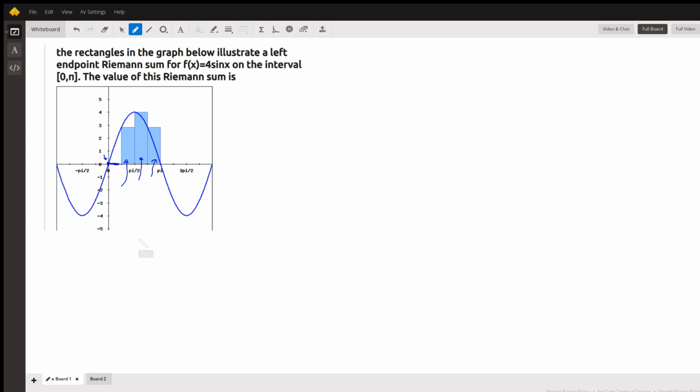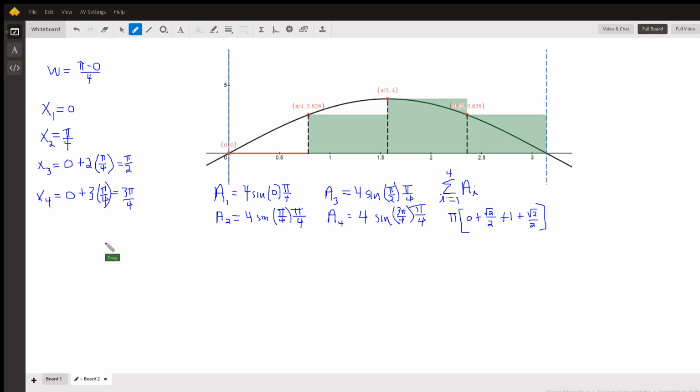So there are 4 subintervals because there's 3 visible rectangles plus this one here that you can't see because the area is 0. So to find out the width of each rectangle, we take the right-hand endpoint, which is pi, subtract the left-hand endpoint, which is 0, and divide by the number of subintervals, 4. So the width of each of these subintervals is pi over 4.